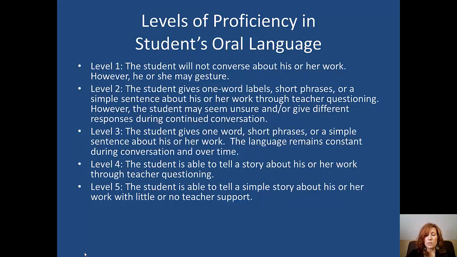So with this example, when the teacher is talking to the student about what they've done, then the story does remain the same. And even if you come back to it several days later, you're going to get the same story. A level 4 student is able to tell the story about his or her own work with the teacher questioning and asking them questions about it.